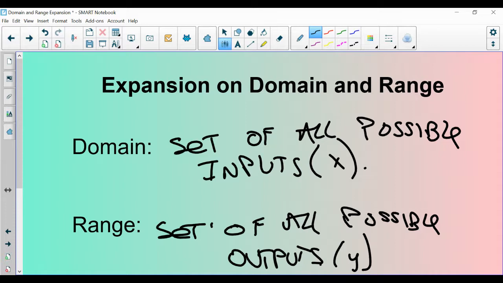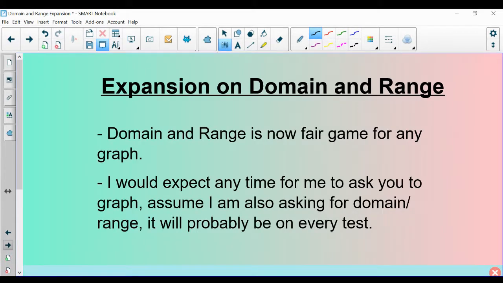However, that's a very simple version of domain and range. We are going to start looking at actually telling me what domain and range are from certain graphs, and that's what I want to cover in this lecture. I do want to say really quickly that domain and range are both now going to be fair game. Anytime I ask you to graph something, just expect that I'm also going to ask for what the domain and range are, and that this information is probably going to be on every test. Every time you graph, which is pretty much going to be every unit, I'm going to ask, what's the domain and what's the range?